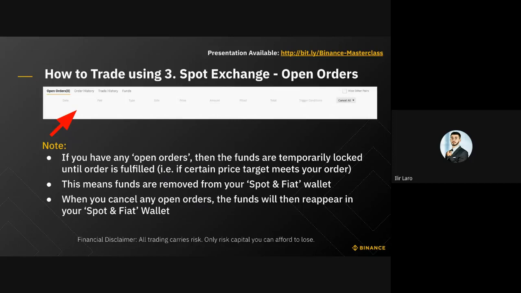So this means that if you have, for example, GBP in your wallet, and you place an open order to buy BTC GBP, that GBP in your spot and fiat wallet will be temporarily removed and placed in the open order section. So you'll be able to see your open order here. Those funds are still yours. It's just moved from one place of your wallet to another. If the price doesn't hit, those funds will still be locked until the price hits. So if you don't want the open order anymore, you can close it, and the funds will then reappear in your spot and fiat wallet.